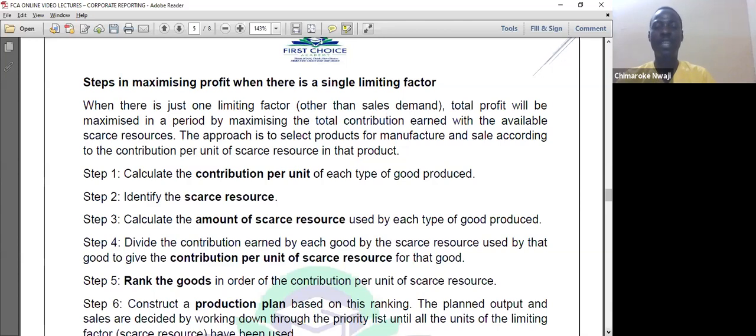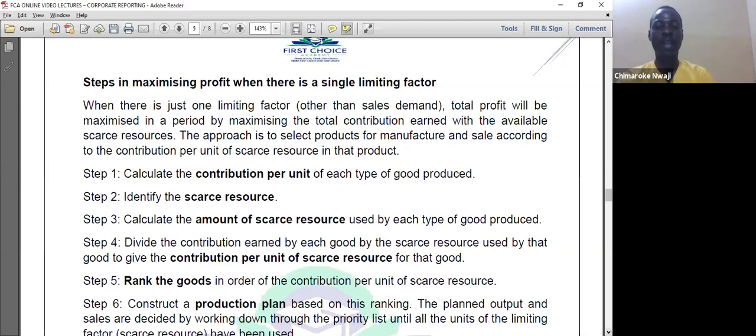And when we are looking at a single limiting factor, we are trying to make a decision here. So when we are making more than one product, we want to decide which of these products we should make, and how many of each product, so that we will use up our scarce resources in the most efficient way and make the biggest contribution we can ever make. There are about 6 steps you can take to achieve that.